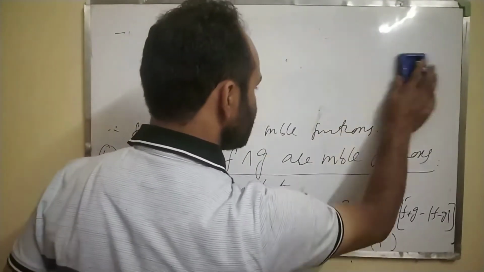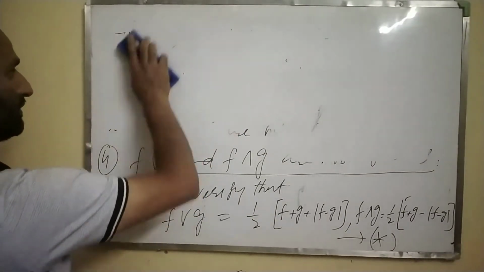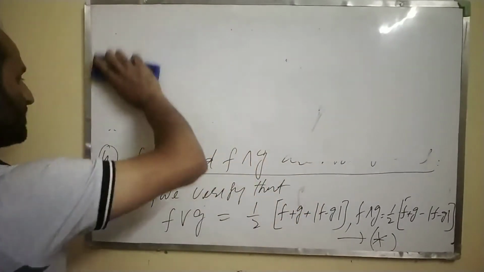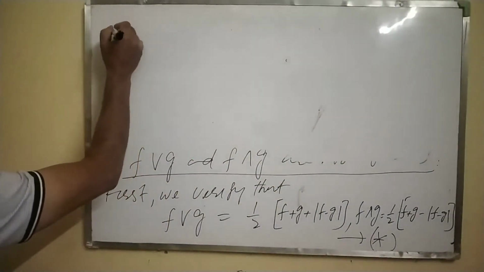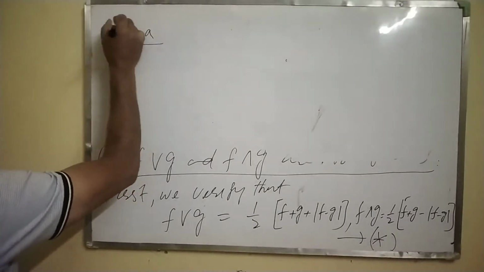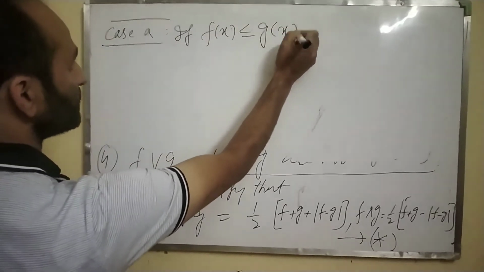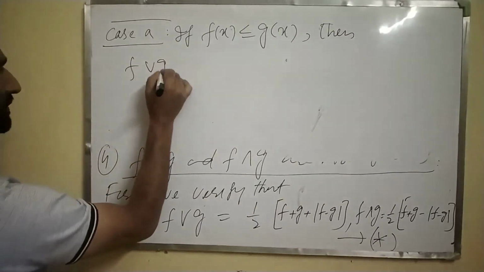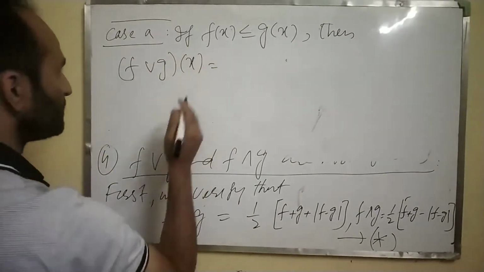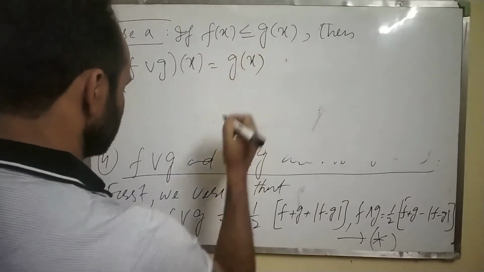So again, to verify star, as in the previous part, we first assume that f(x) is less or equal to g(x), then we assume that f(x) is greater or equal to g(x). We take two cases here. First case: if f(x) is less or equal to g(x), then the maximum of f and g at this point is equal to g(x).